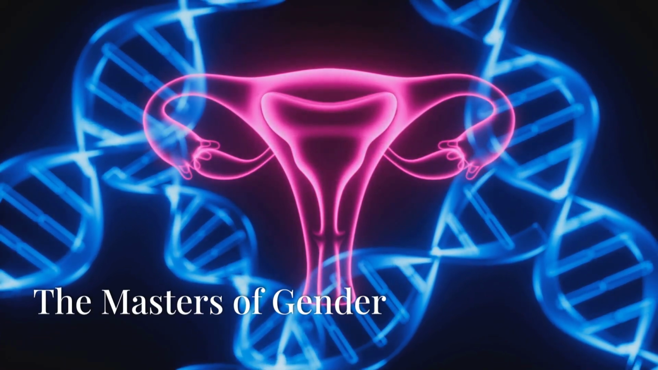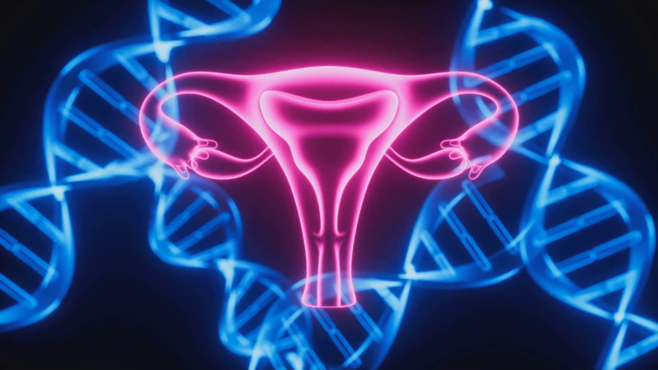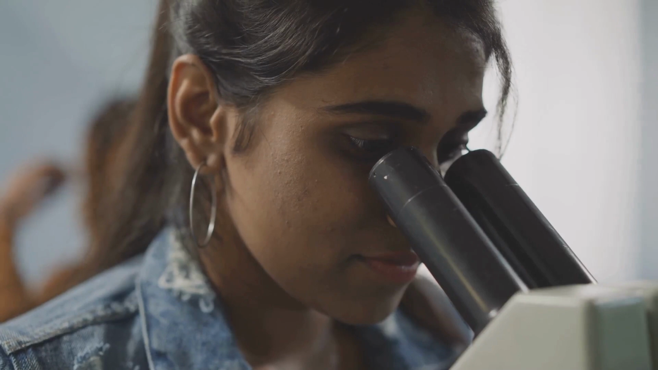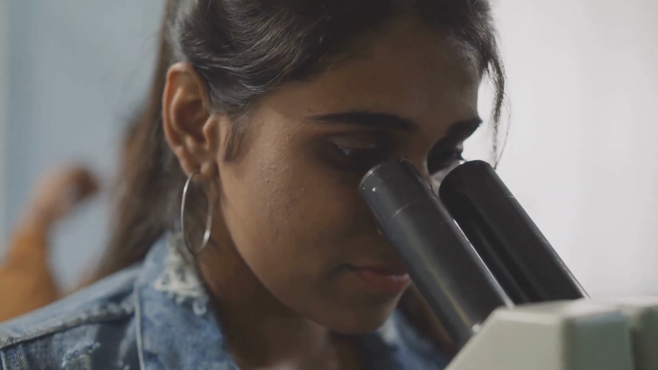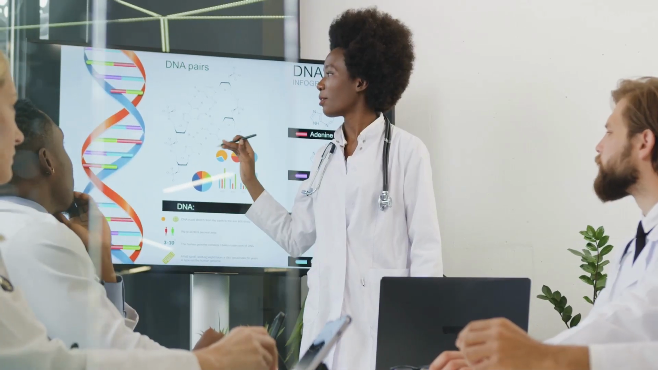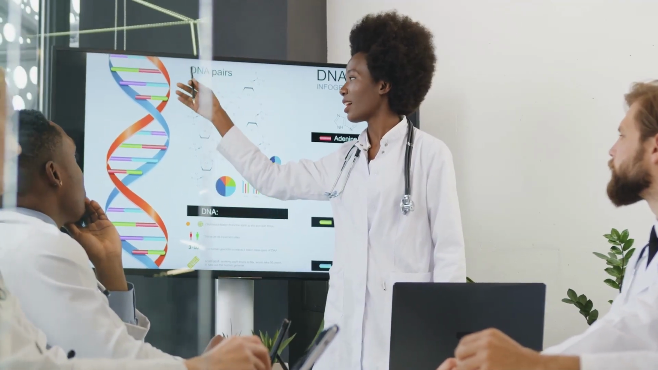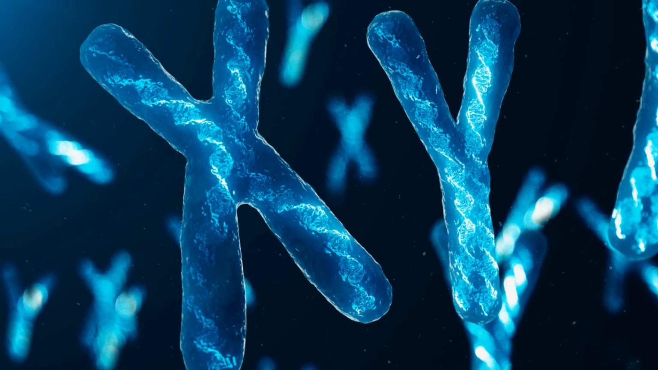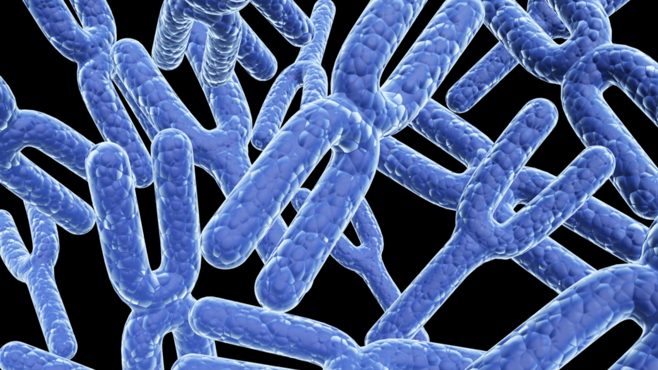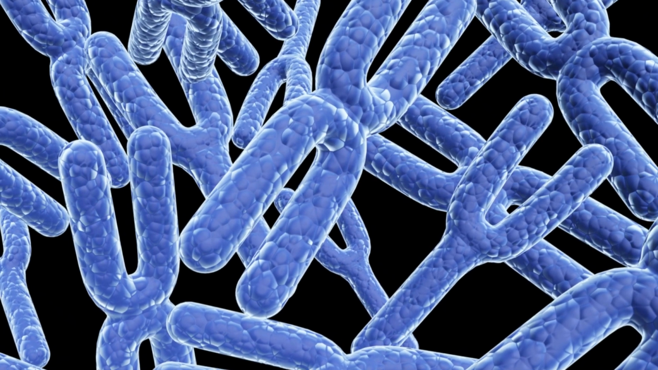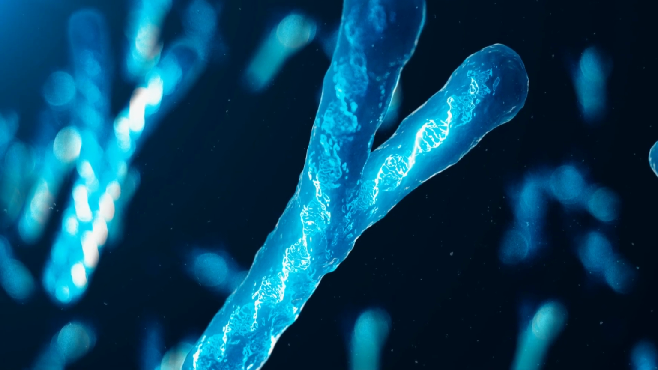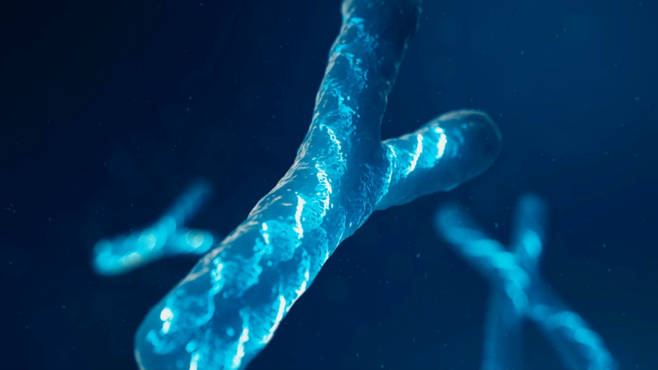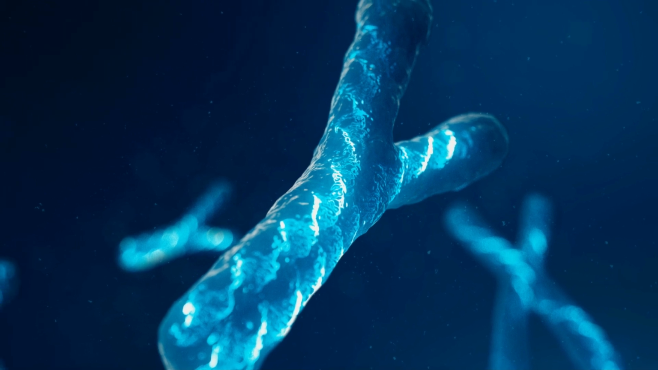Sex chromosomes, the masters of gender. While autosomes play a crucial role in our biology, sex chromosomes hold the key to our sexual development. These specialized chromosomes, designated as X and Y, determine whether we develop as male or female. In humans, females inherit two X chromosomes, XX, while males inherit one X and one Y chromosome, XY. The Y chromosome is much smaller than the X chromosome and carries a gene called SRY, which triggers male development.